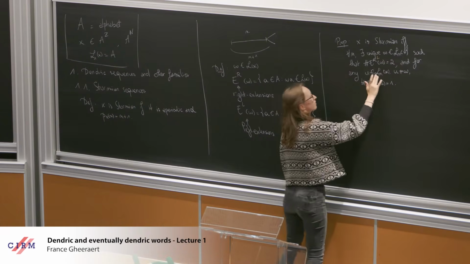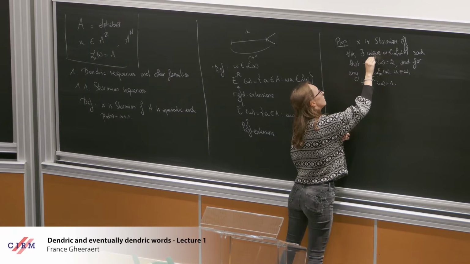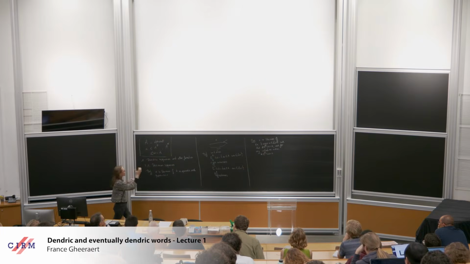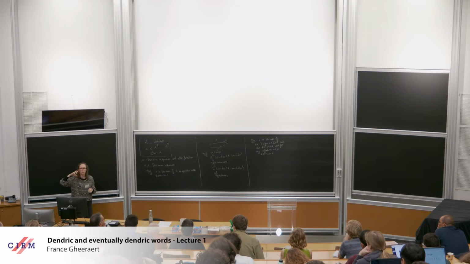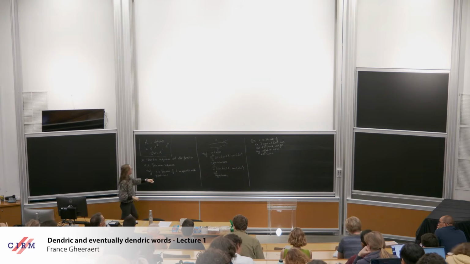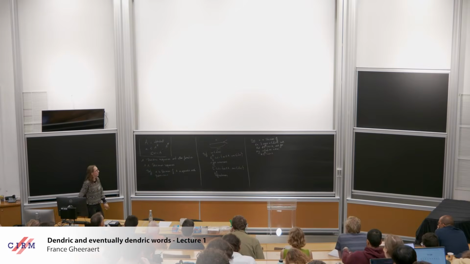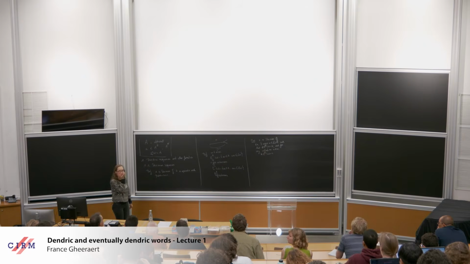I'll write it differently. For exactly the same reason, for every word of length n, you have at least one way of adding a letter to the left of it, and this creates a word of length n plus 1. But since you have one more word of length n plus 1 than the number of words of length n, there is exactly one word which can be extended in two different ways on the left. Is that clear for everyone? Yeah, okay.